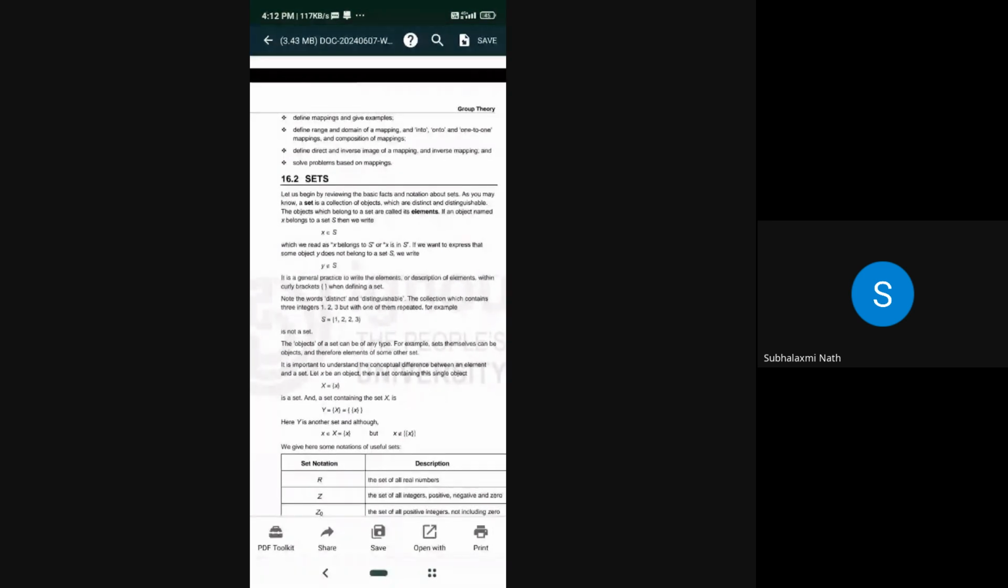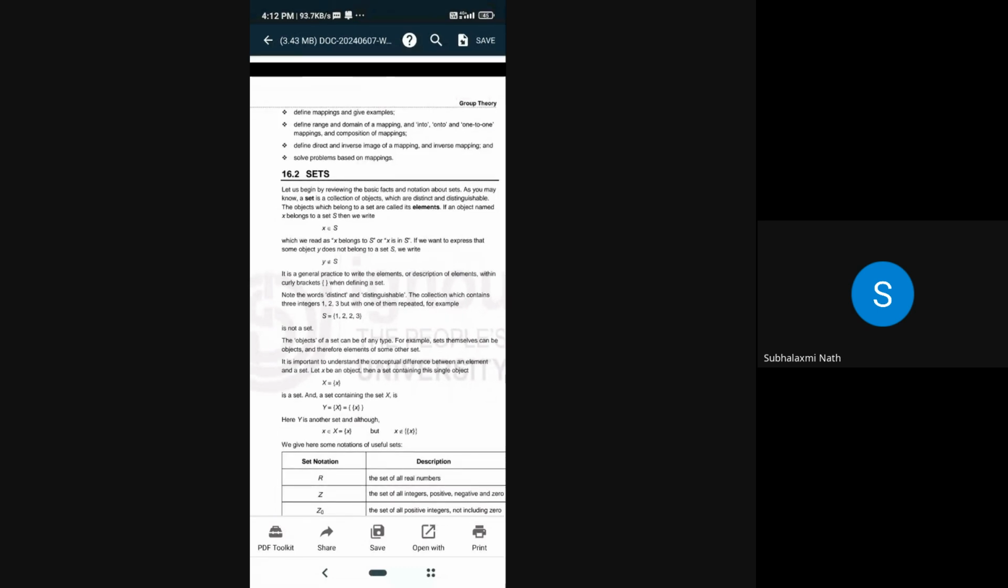Suppose a collection of numbers or integers 1, 2, 3, and with one of them repeated. So there are four elements or objects, and the collection is S. So S can be written in curly brackets as 1, 2, 2, 3. But it is not a set.